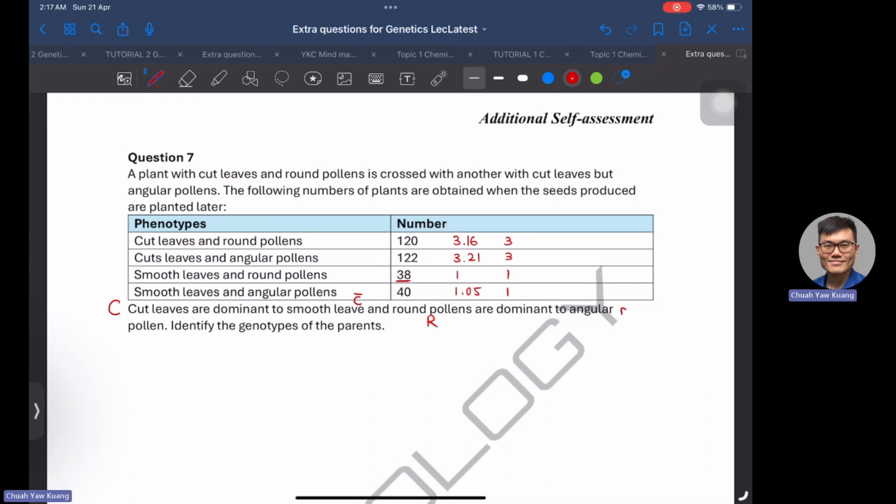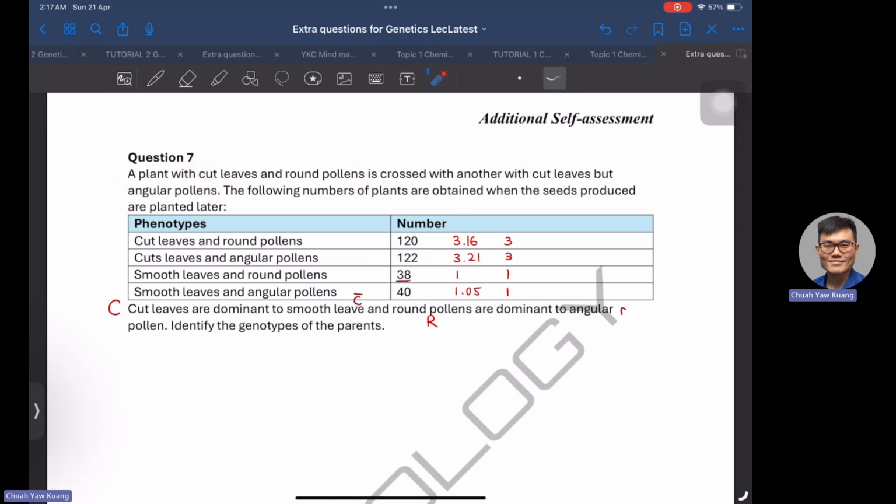When you see 3 to 3 to 1 to 1, we might suspect that this is a linked gene. To figure out whether this is a linked gene or not, over here we don't have to do the cross anymore, because the parental phenotype is already here. You can see this also: cut leaf with the angular pollens.